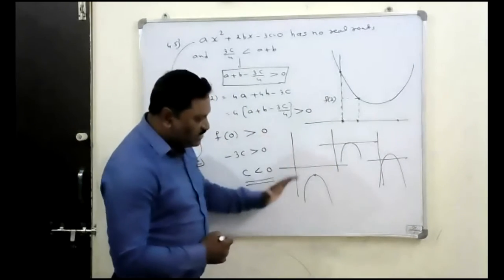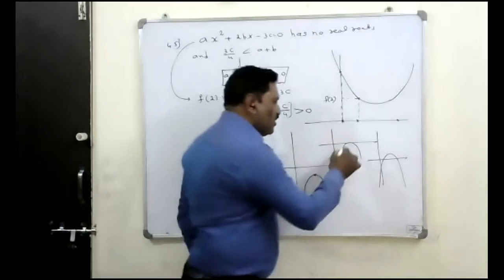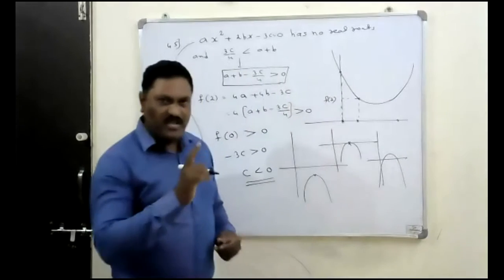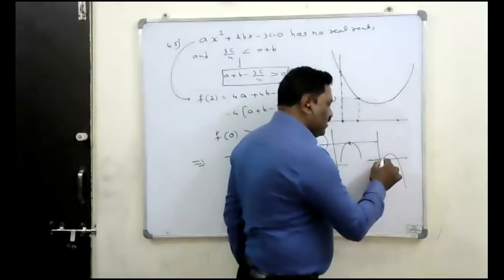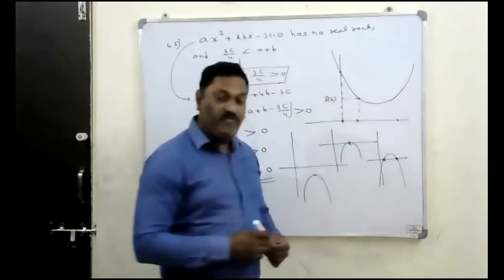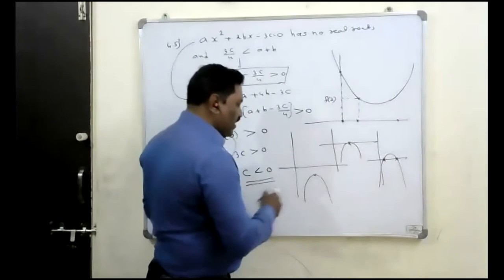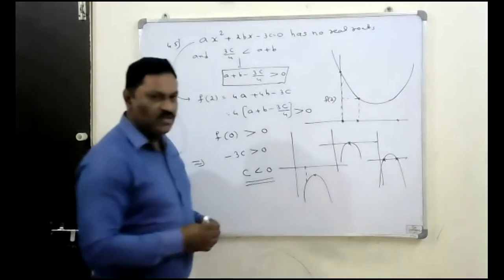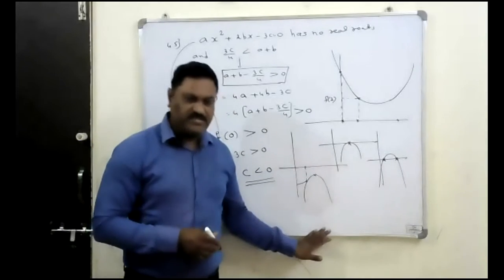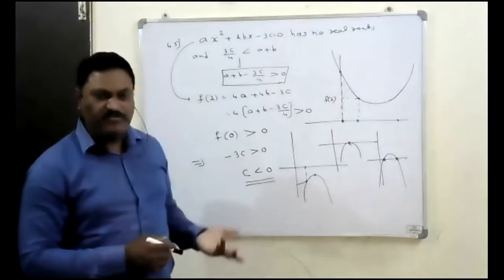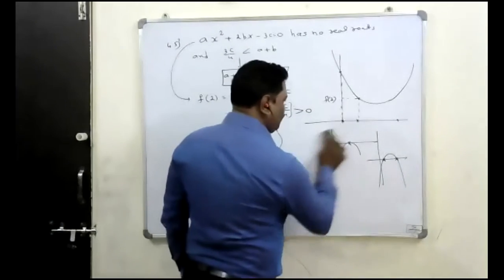If it completely lies below the x-axis, it will not have any real root. If it touches the x-axis, it gives only one real root, meaning the roots are equal. If it intersects at two different points, then it will have two different real roots. That is the position of that. Suppose if f of 2 gives a negative sign, that means the entire graph lies below the x-axis. But here you got a positive value, so it will lie above the x-axis. So as per the position, you should understand that particular graph.